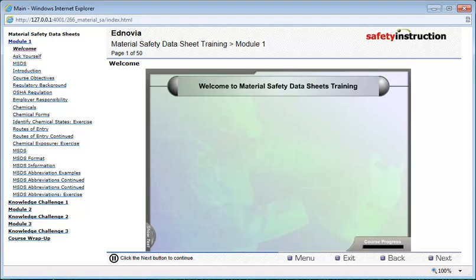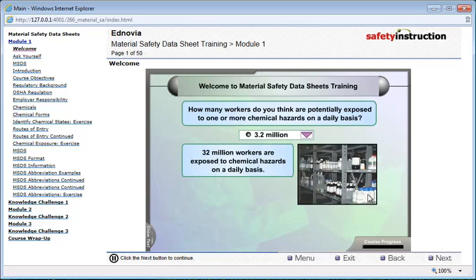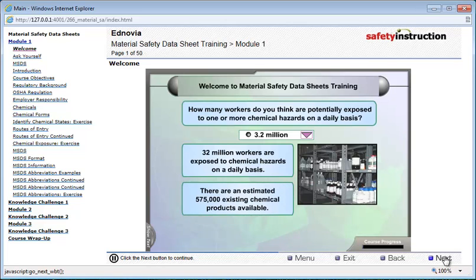Welcome to Material Safety Data Sheets Training. Take a guess. How many workers do you think are potentially exposed to one or more chemical hazards on a daily basis? About 32 million workers are potentially exposed to one or more chemical hazards on a daily basis. There are an estimated 575,000 existing chemical products available, and hundreds of new ones are being introduced annually.